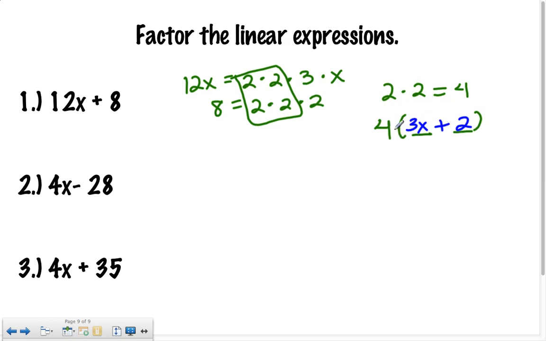So if you're to check your answer, you can go back and do distributive property. 4 times 3x gives us the 12x. And 4 times 2 gives us the 8. So that is our answer. 4 times 3x plus 2. And you're going to do the same thing for number 2.